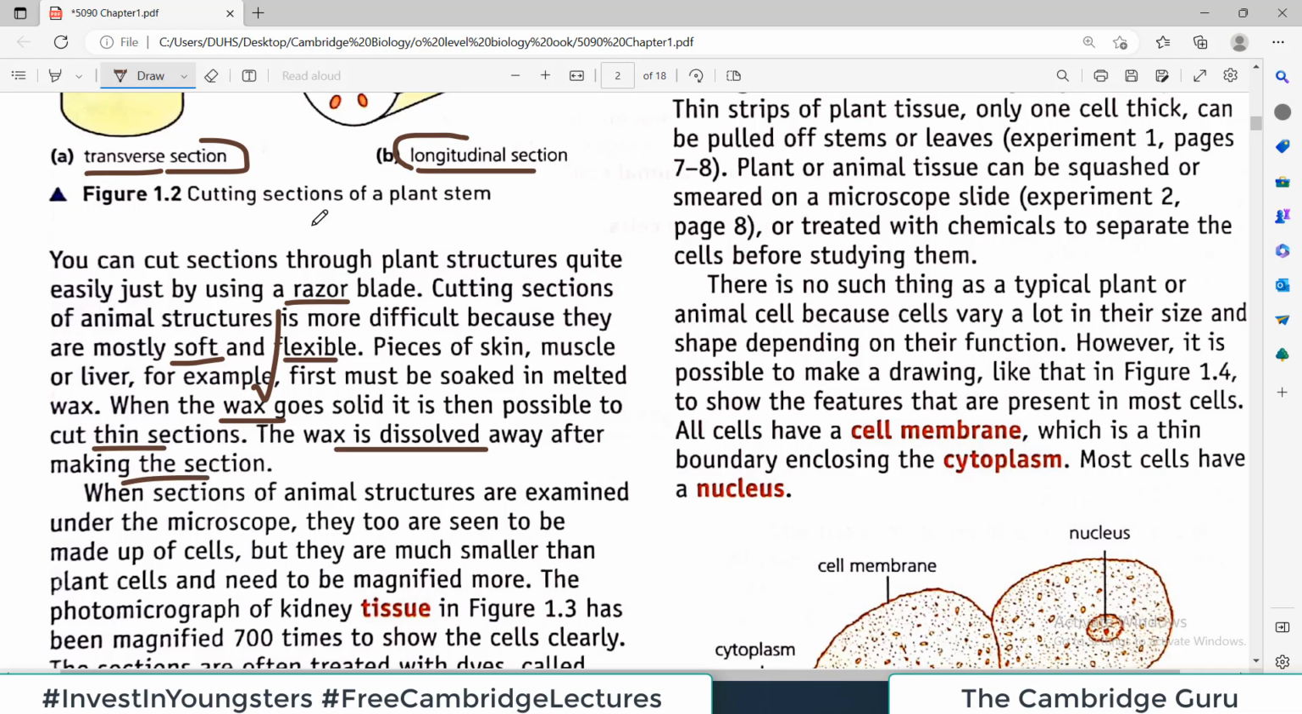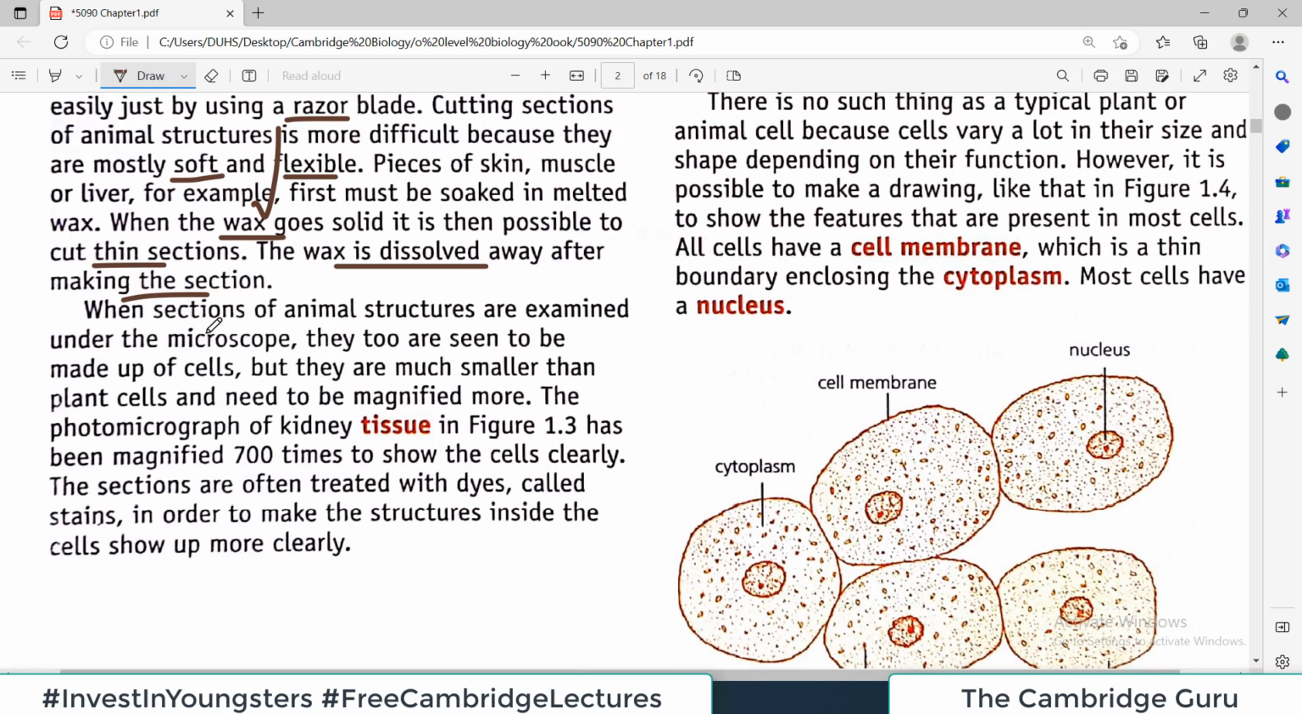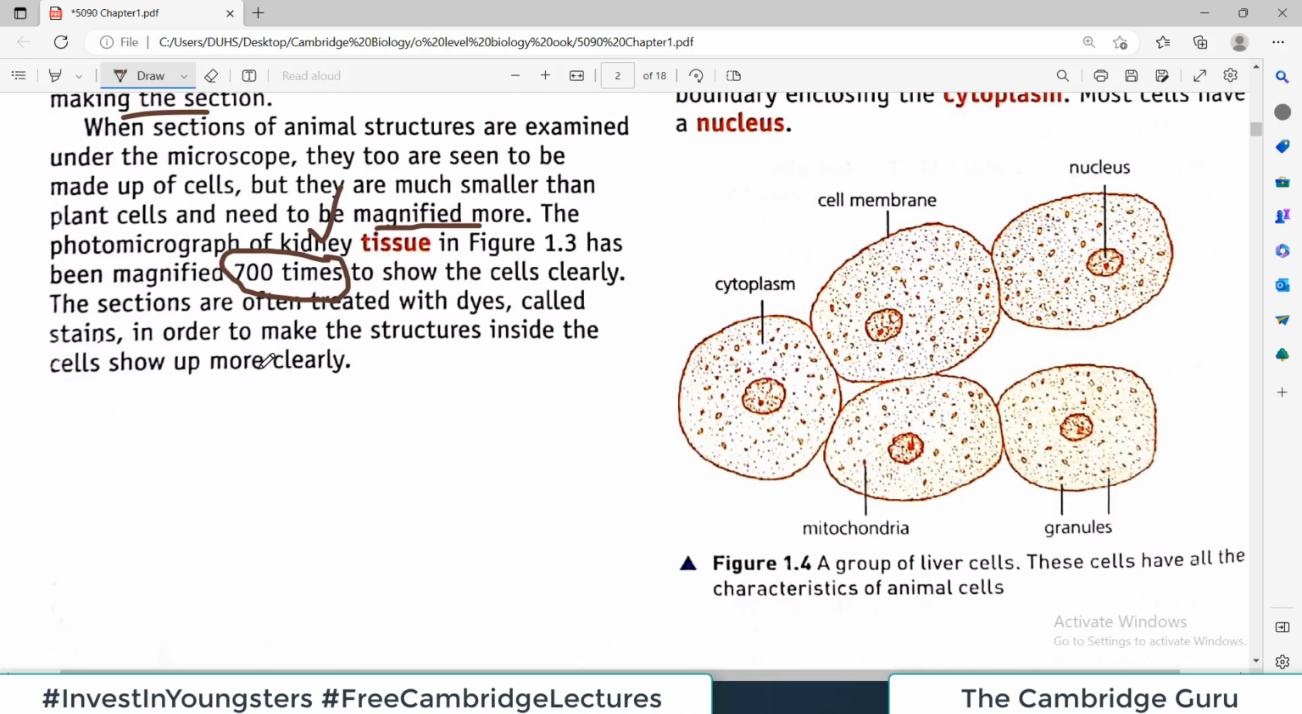Okay. Now, when sections of animal cells are examined under the microscope, they too are seen to be made up of cells. But the cells of animal tissues are much smaller than plant cells, and they need to be magnified more, sometimes as much as 700 times. So for example, if you have to see the cells of the kidney, you have to use a powerful lens, a lens which has the magnification capacity of 700 times.